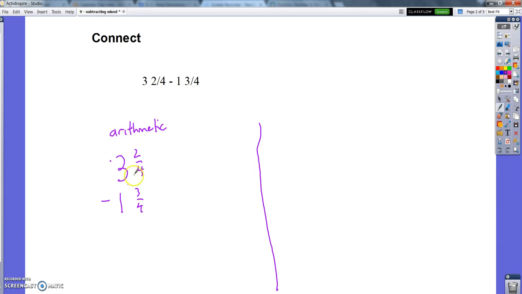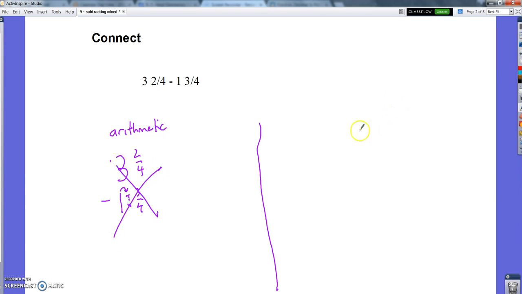You may figure out how to do it, do some regrouping, regroup this into 4/4. But we didn't really get into that yesterday. So when we couldn't do that, we used a model or a visual.